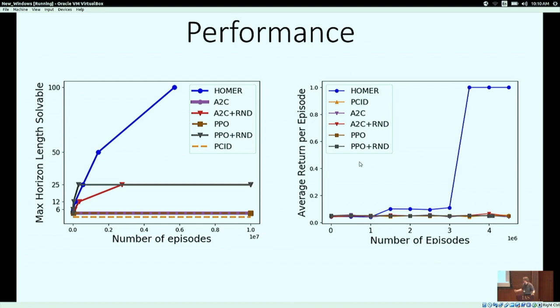Okay, and then you can also look at, as you're solving things, what's the performance conditioned on the number of episodes when you only have a horizon length of 100? And you can see that Homer is a little strange. Everything is basically flat. Homer's flat initially, and there's a little bit of a plateau here, and then there's a big jump where it solves the problem effectively. Yeah? I'll tell you where it is in a moment.